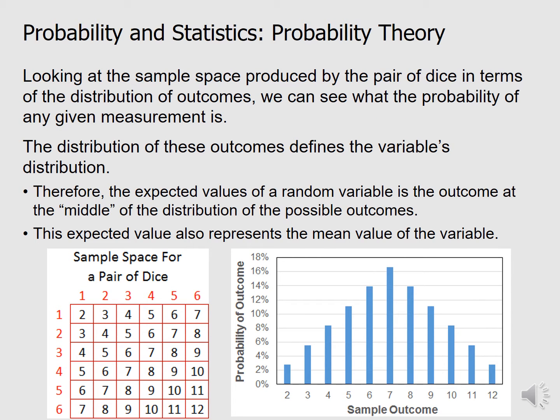If we look further at the sample space of rolling a pair of dice in terms of the distribution of outcomes, we can use the same idea we used to calculate the probability of rolling a 7 to determine the probability of any possible outcome. If we graph the probability of these specific outcomes occurring, we can look at the variable's distribution, where the middle of the distribution is our expected outcome, which will represent the mean value in a normally distributed population. In this case, it is the odds of rolling a 7.